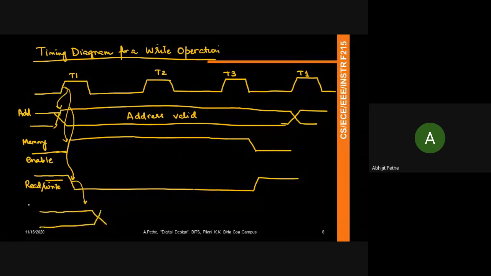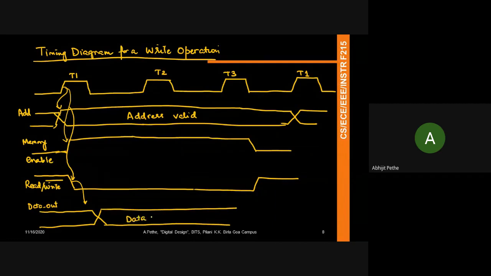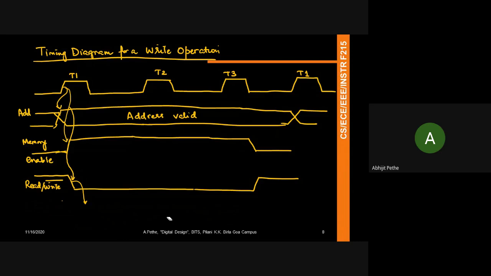So if I look at my data out, it will become valid at some point after my read write signal has gone down, and this is going to be my data valid. Sorry, I'm doing data write. No, sorry, my mistake. This is data in. So data in also should be ready before my read write has gone down, right? So in this case, I will ensure that my data in is also ready like my address.